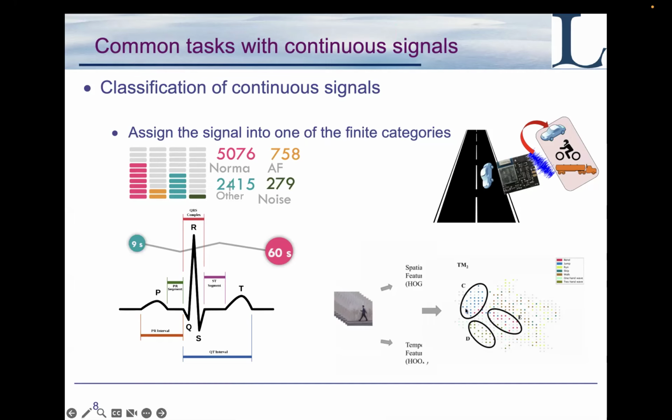Another example, which is exemplified on this slide, is activity detection. You have measurements of different sensors, and you want to detect what kind of activity is performed by a person: running, sitting, laying down, etc.